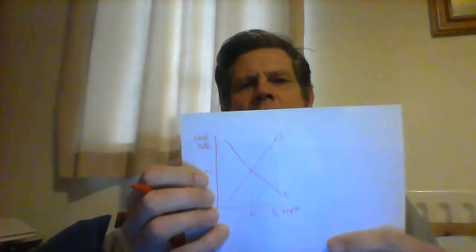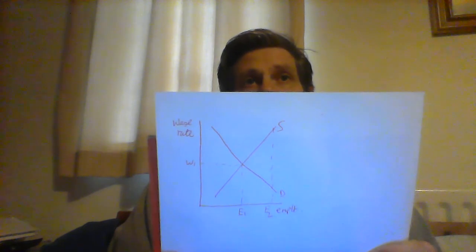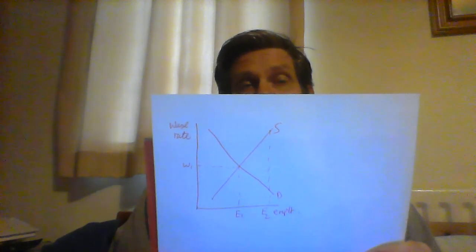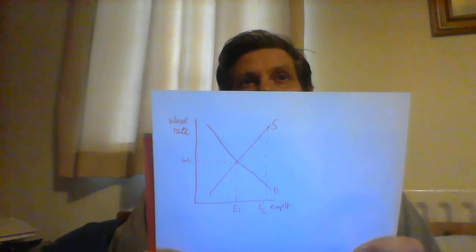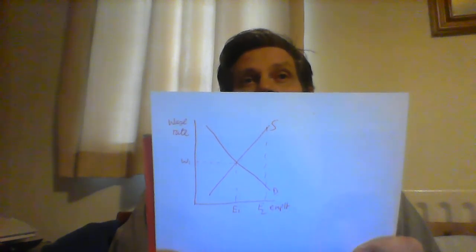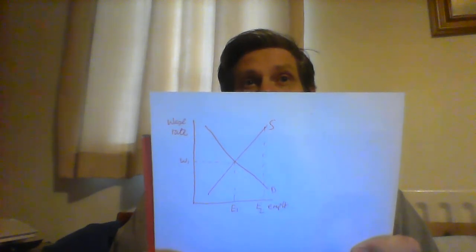If we actually look at the total size of the working population, we could have E1 to E2 people who are what a classical economist would say are voluntarily unemployed. There might be E2 people, technically speaking, of working age, but not all of those people are in work. Only E1 are in work. E1 to E2 will only work if the wage is currently higher than W1.